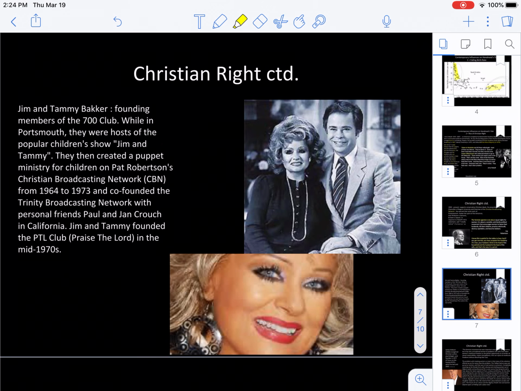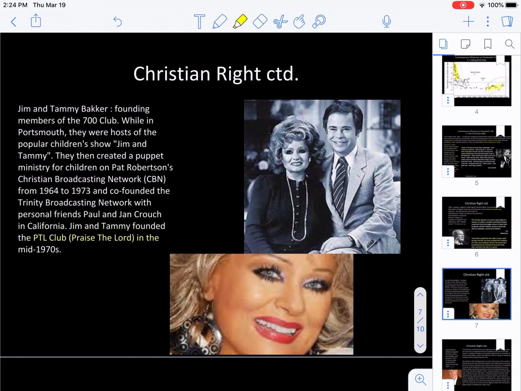Okay, these two aren't so harmful. So it's Jim and Tammy Faye Baker. They founded the 700 Club, which is a morning TV show for morality, basically. They also had a show called Jim and Tammy, and they founded the PTL, the Praise the Lord Club, in the mid-70s. They actually ended up getting divorced and being sort of scandalous.